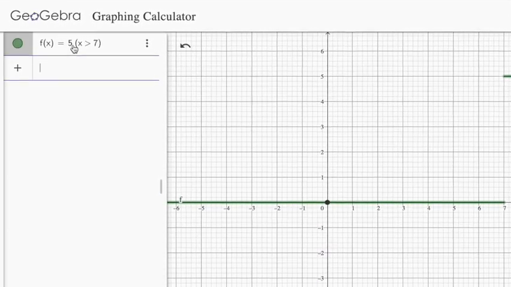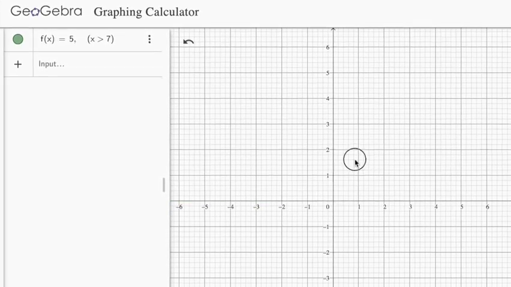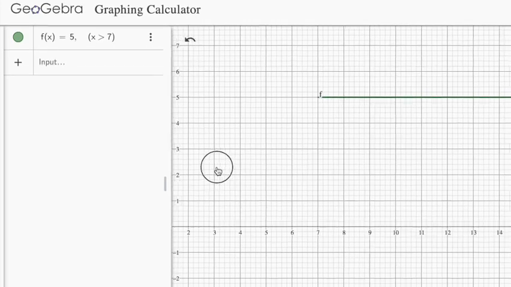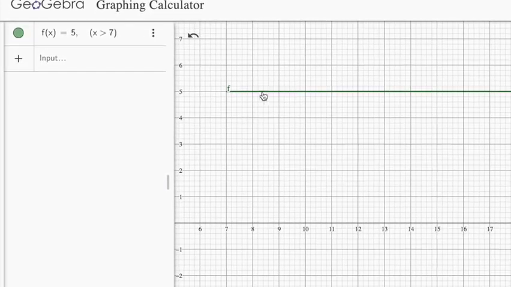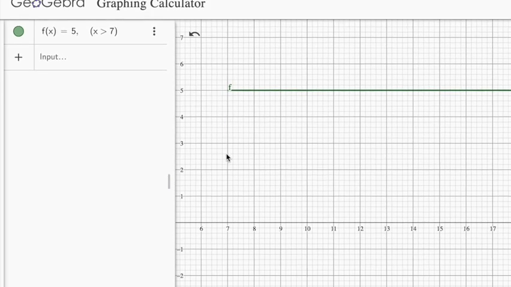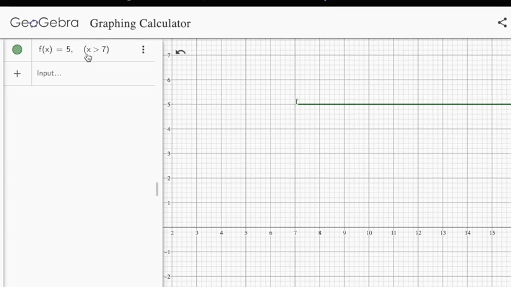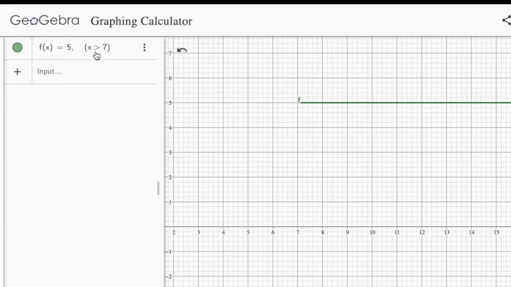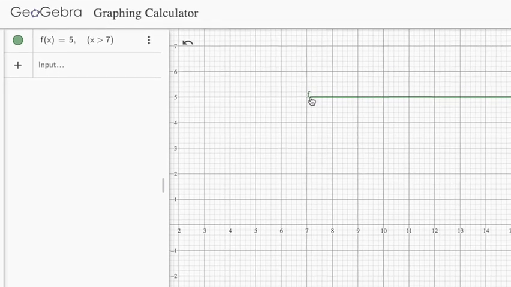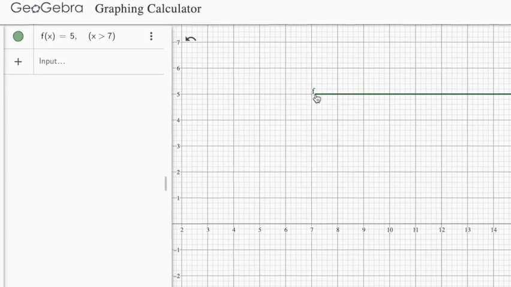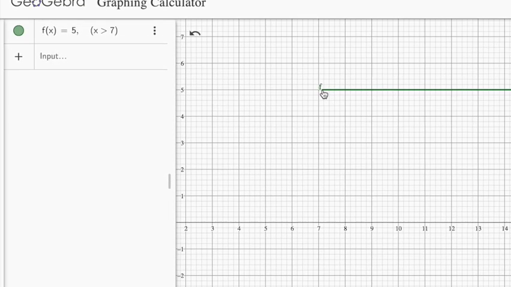Whoops, I forgot my comma. Okay, so there's my line, y equals 5, but it's only graphed from 7 and up. Whether or not I put x is greater than or equal to or greater than, it's not going to show me an open or closed circle here. So I have to make sure that I understand what is at that endpoint.